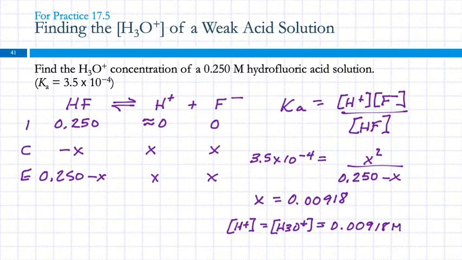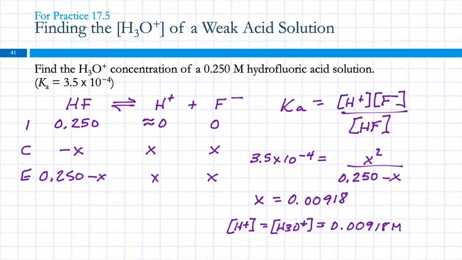Now, we can just check on whether we could have used the x is small approximation, and to do that we're going to compare what x is to something that we subtracted it from. So we take x divided by 0.25 times 100. Oh, actually we get 3.7%. So yeah, it's kind of on the borderline, but we could do it that way. Let's do it that way, just because we can.